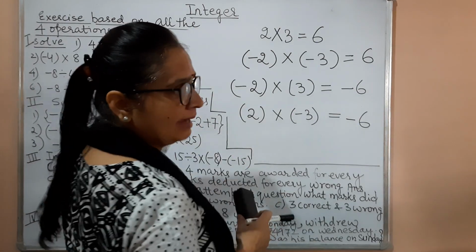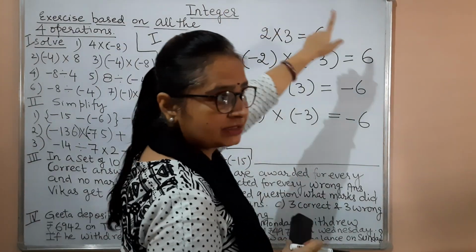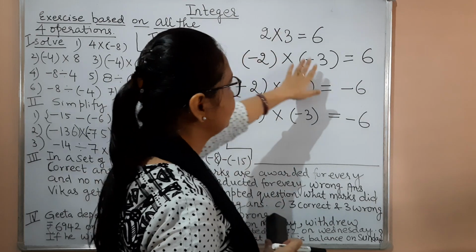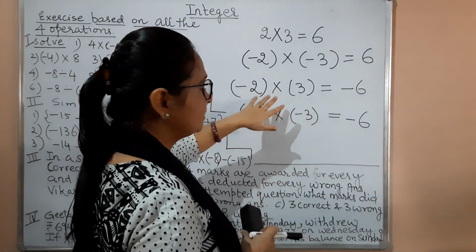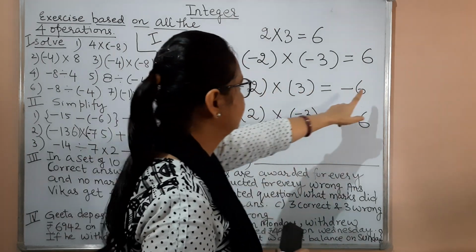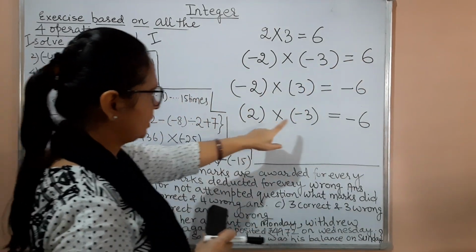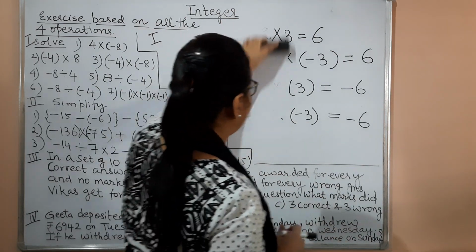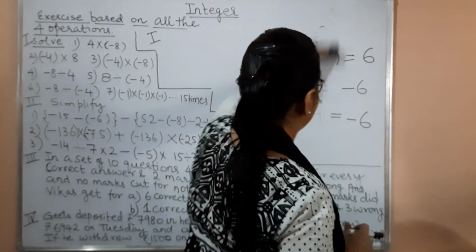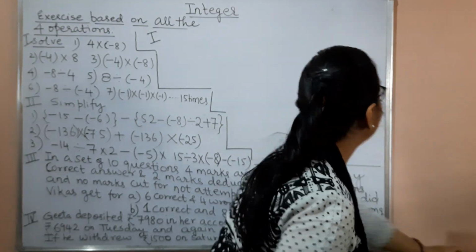Just remember: the product of two positive numbers is positive, the product of two negative numbers is also positive, the product of two numbers where one is negative is negative, and again the product of two numbers where we have one negative number gives a negative result. Now the same thing we have to apply.